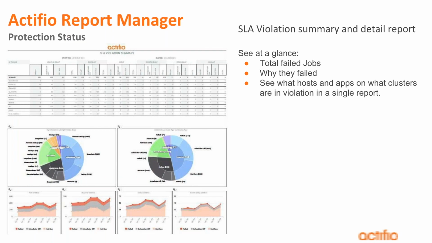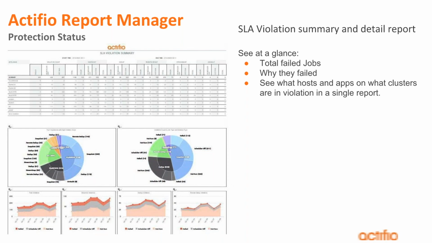Now here's the protection status report, probably one of the more useful reports here in Report Manager, SLA Violation Summary and Detail Report. Now, what this is going to tell you is the total amount of failed jobs across the entire environment. It'll tell you why they failed. And it'll also tell you which host and which cluster it's on.